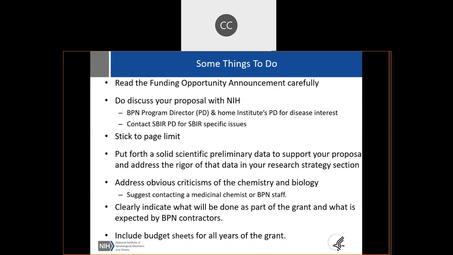So if it's a 5-year grant, there should be 5 individual grant year budgets that I should see, not just one big UG3 and one UH3, or one U44 phase 1 and one U44 phase 2. So be careful. Give me all the budget years.